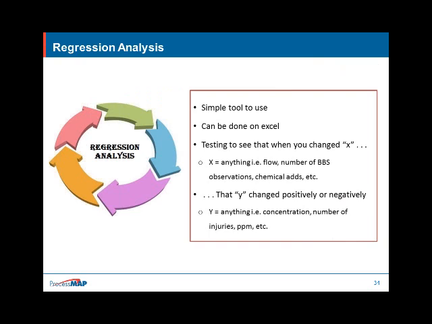Okay? Regression analysis. Love regression analysis. It's a very simple tool to use. You can do it in Excel. You're testing to see what happened when you changed X, and X can be anything from flow, number of BBS observations, chemical adds, etc., that changed Y. Y can be anything like your concentration, number of injuries, parts per million, etc.